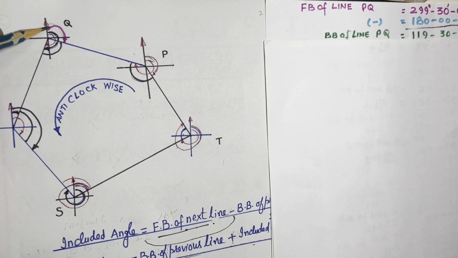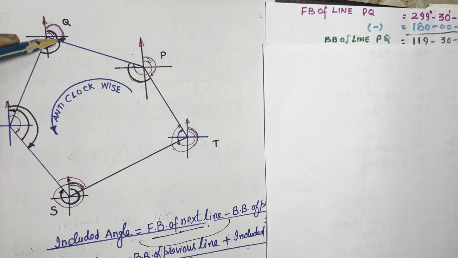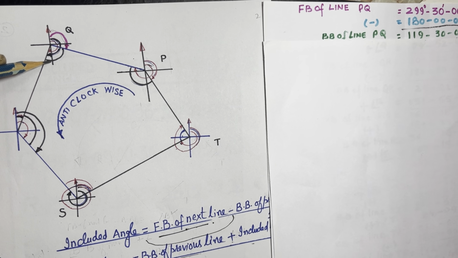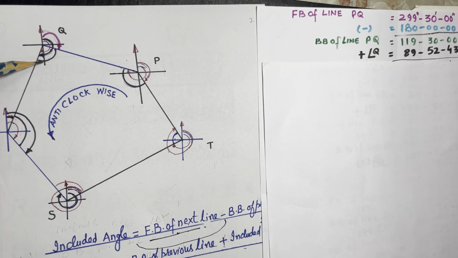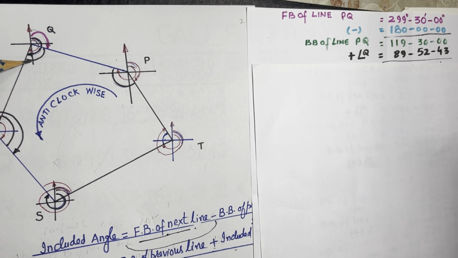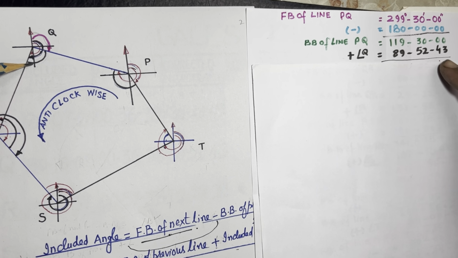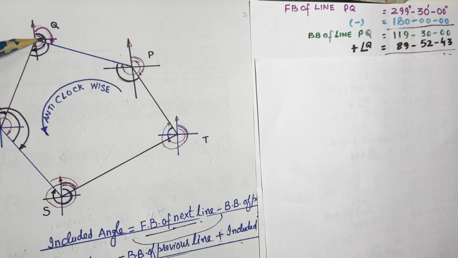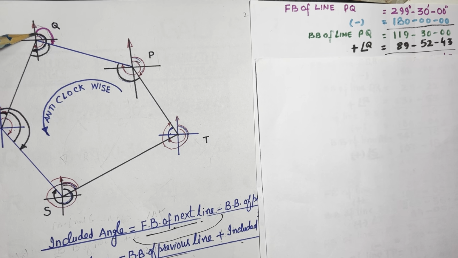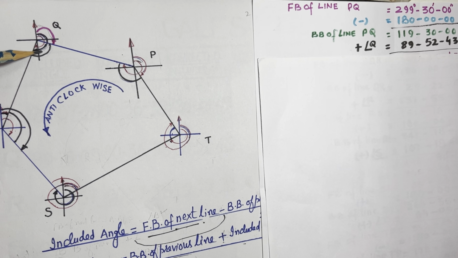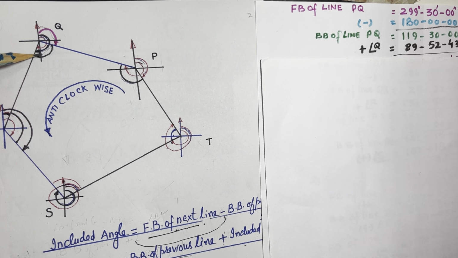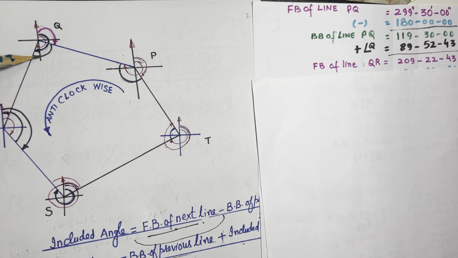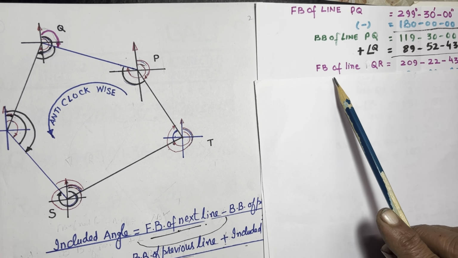Now after this, to the back bearing you add this angle. This angle is Q, and the value of angle Q is the corrected value 89 degrees 52 minutes and 43 seconds. You add this. Now this back bearing plus this angle in total gives me the forebearing of line QR. So now you can see after addition of this, this is the forebearing of line QR.